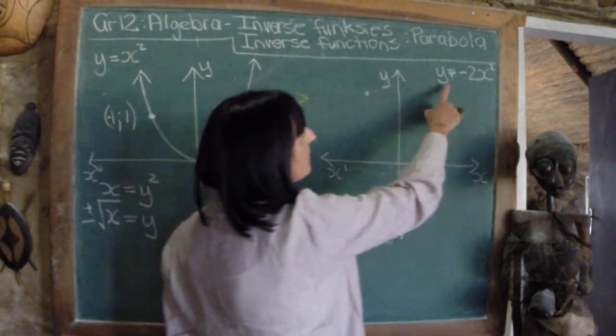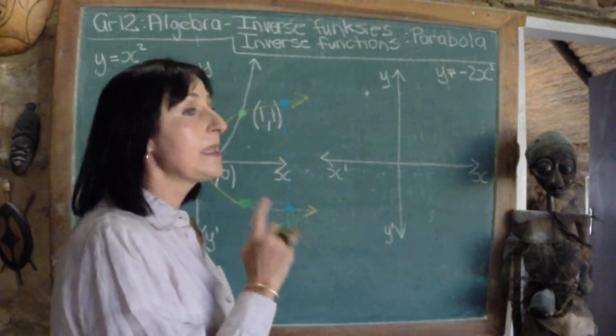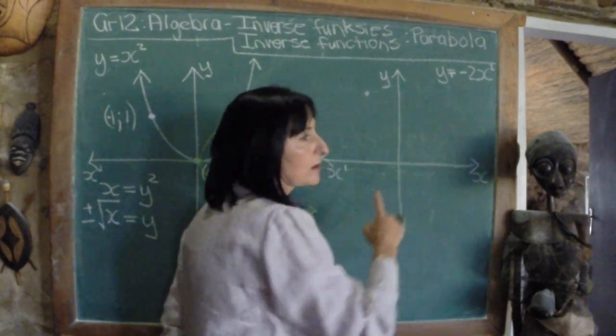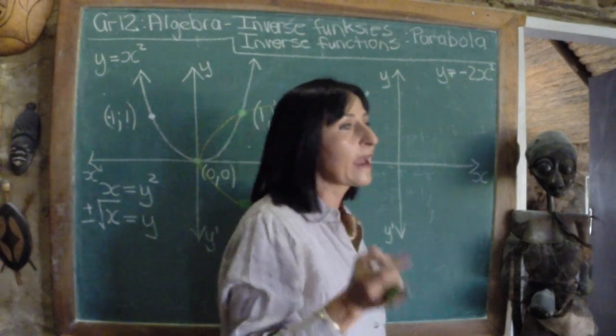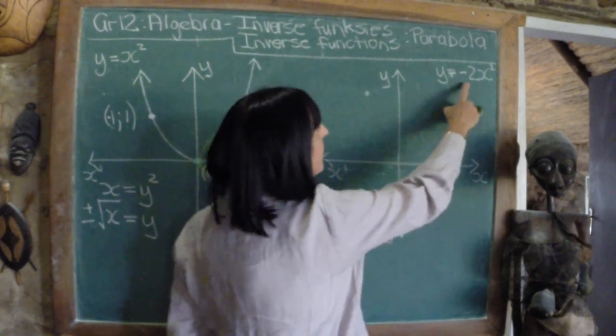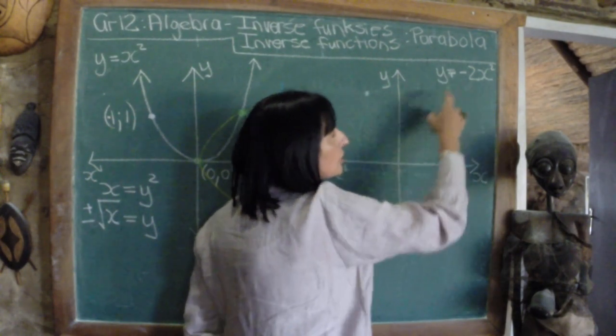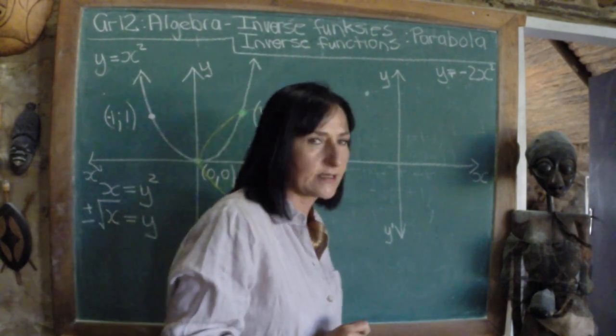This is also a parabola. Maar hierdie is 'n sad face parabola. Dis 'n hartseer parabool. Hoekom? Want ons het in graad 11 geleer, if the a value is negative, then it's gonna be a sad face.